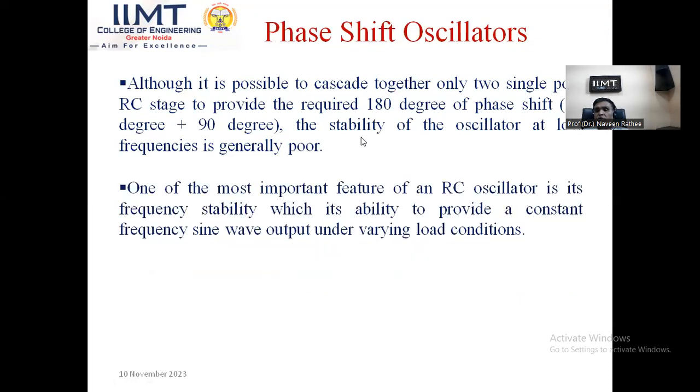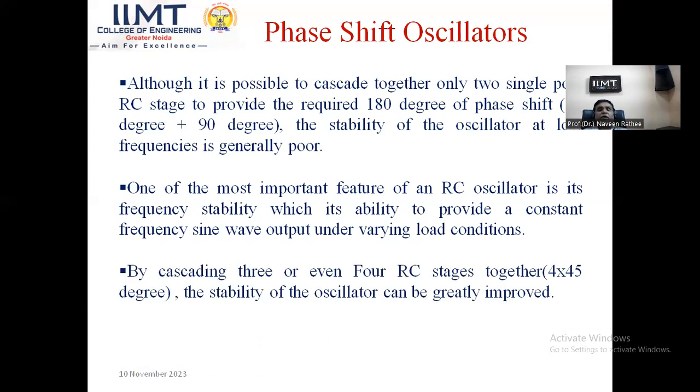This is one of the most important features of an RC oscillator, which is frequency stability. You need to generate sustained oscillation, and those constant frequencies should remain as they are, even if there is a variation in the load. This is very important. By cascading 3 or even 4 RC stages, if I say 4 RC stages, each RC stage will provide a phase shift of 45 degrees, so you get 180 degree phase shift, 4 into 45 degrees. Stability can be further improved if you keep increasing the RC stages, but there is a limit to the number of stages which can be connected.